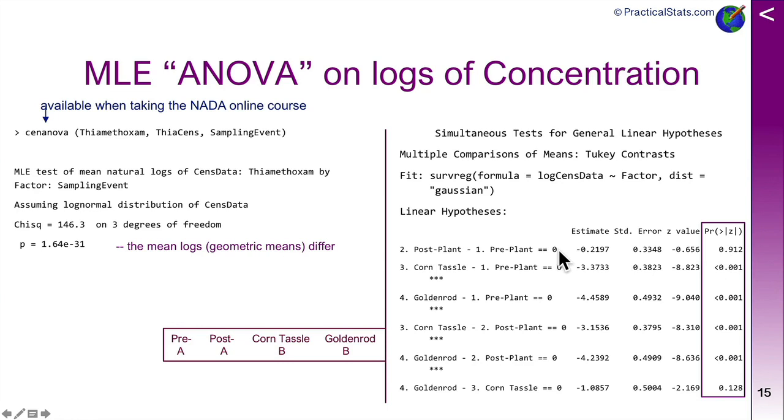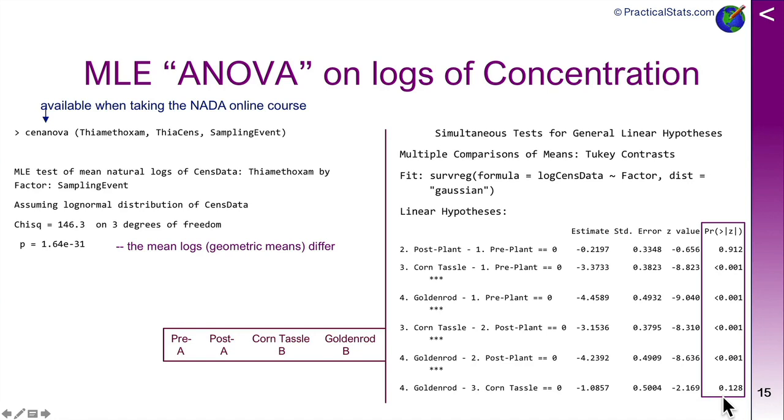The second one is corn tassel compared to pre-plant, and that's a minus 3.37. The p-value is very small. This is very significant, a big difference between the two means, and it sees those as being different. So when you end up with these, 4 of the 6 are significant, 2 are not significant. The 2 highest ones, post and pre, are not significant. The 2 lowest, corn tassel and goldenrod, are not significant from each other.